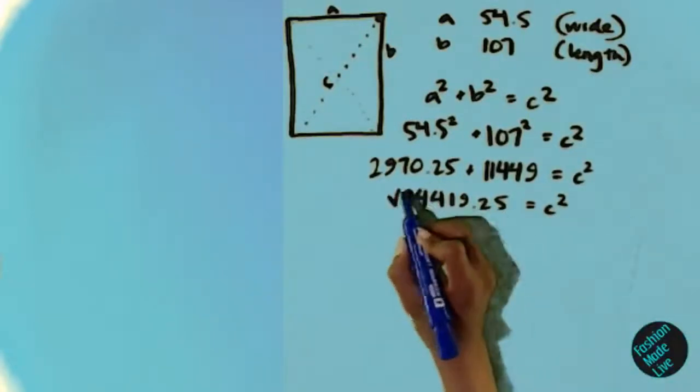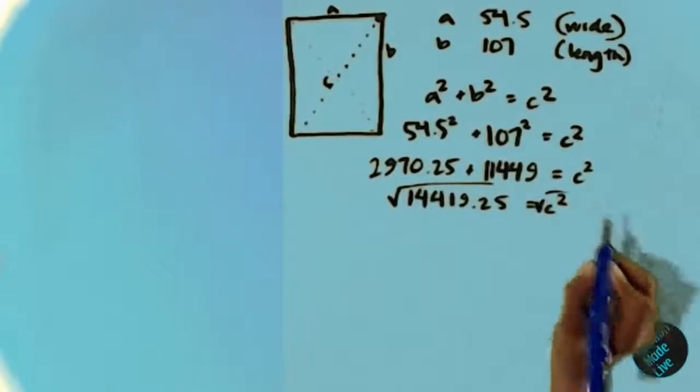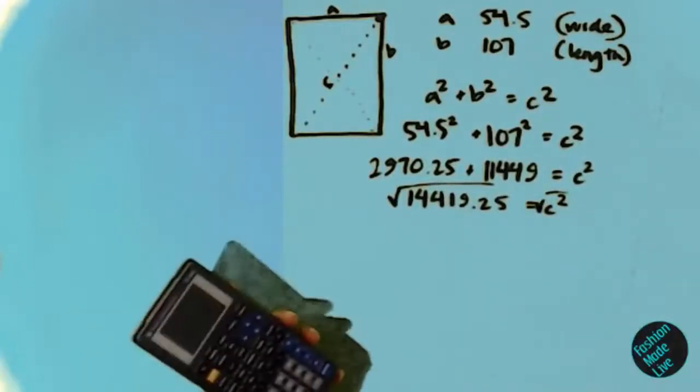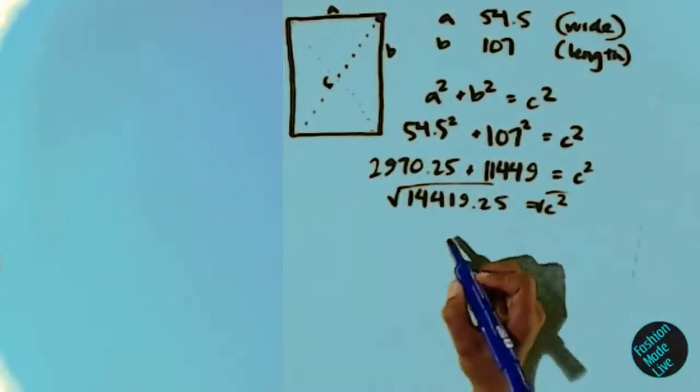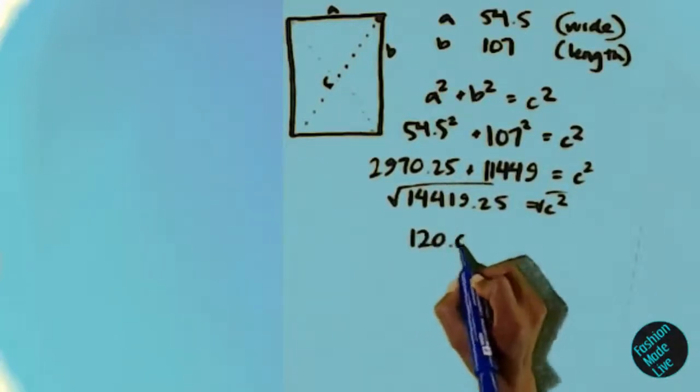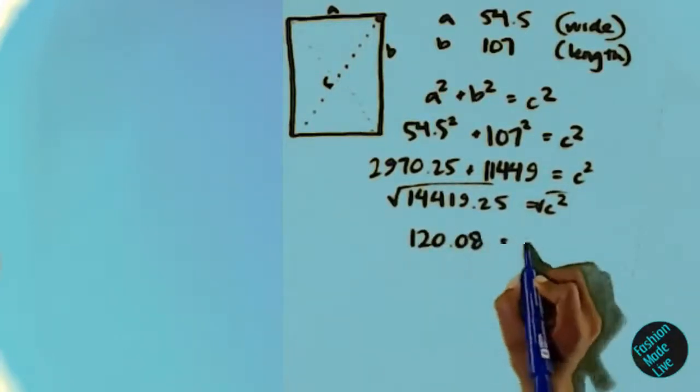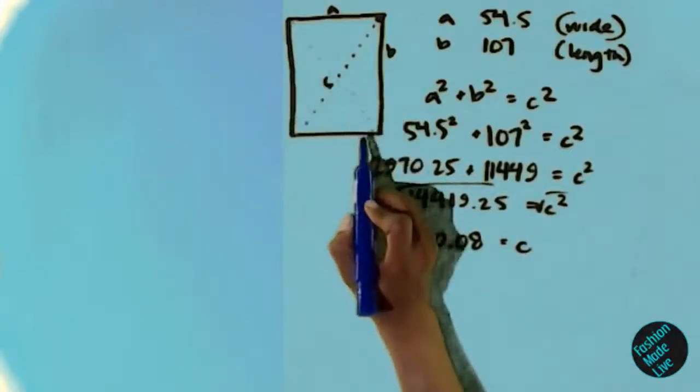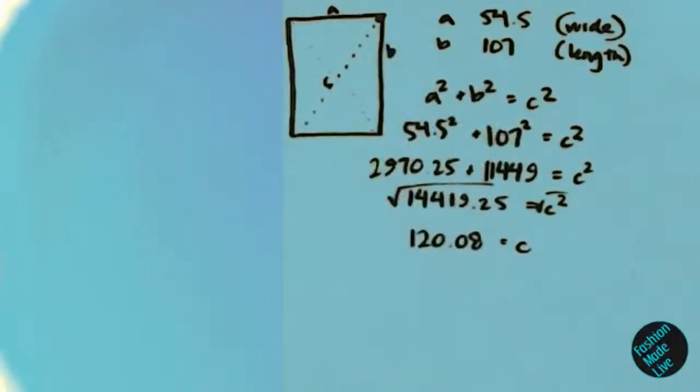And then we're going to take the square root of this number on our calculator. And that gives me a length of 120.08, and that is going to be the length of the hypotenuse, okay? So let's see what that actually looks like when we implement our super awesome mathematical equation.